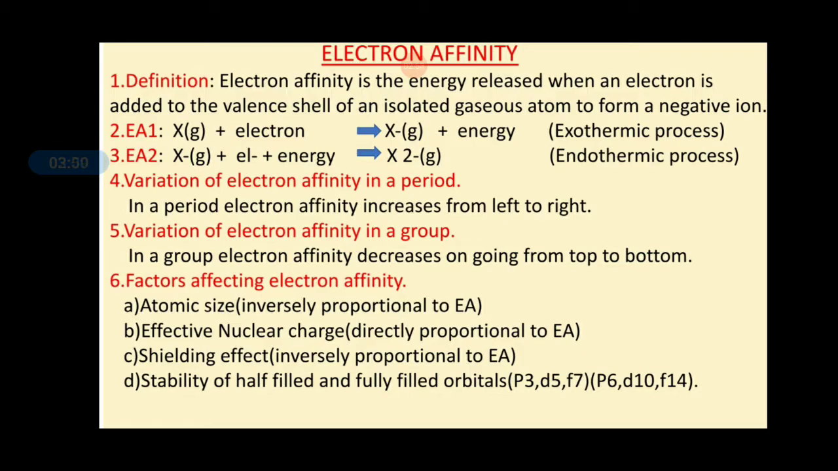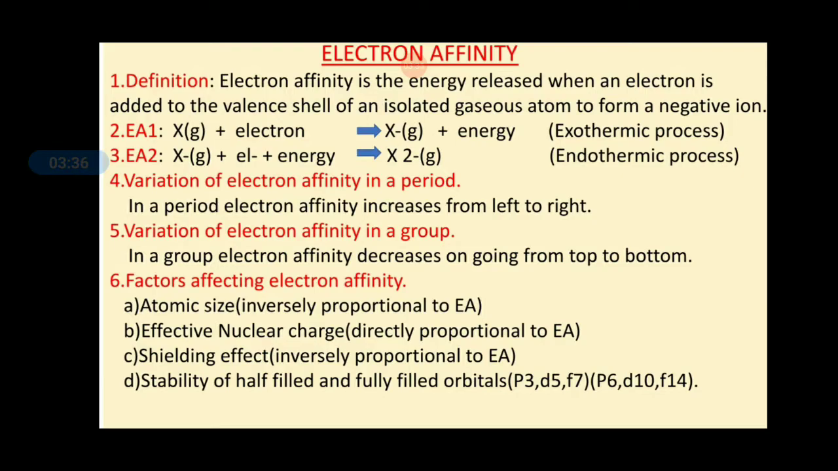The second factor is effective nuclear charge. Effective nuclear charge is directly proportional to electron affinity. Electron affinity depends on the nuclear charge of the atom. The higher the nuclear charge, the stronger the attraction between the nucleus and the outer electron. Hence, electron affinity increases with the increase in the nuclear charge. The third factor is shielding effect. Shielding effect is inversely proportional to electron affinity.